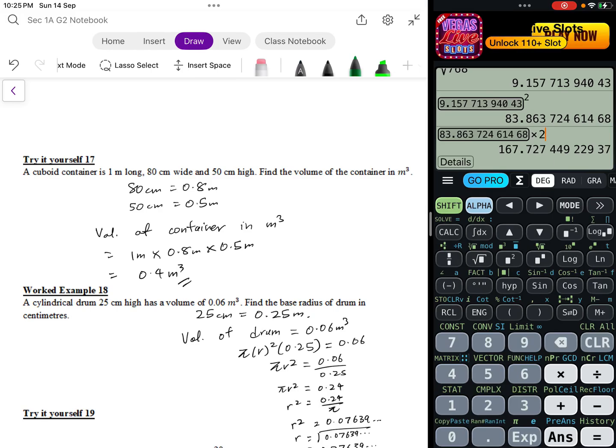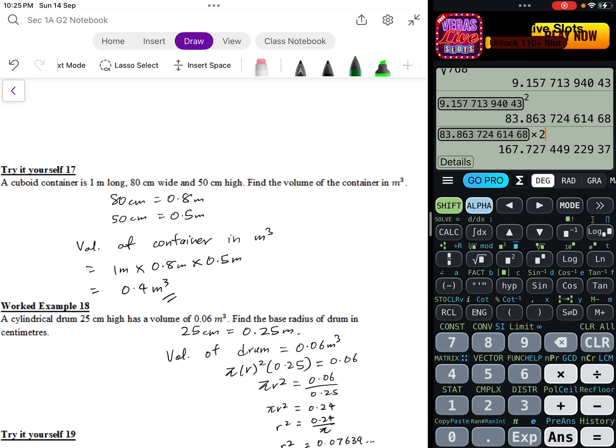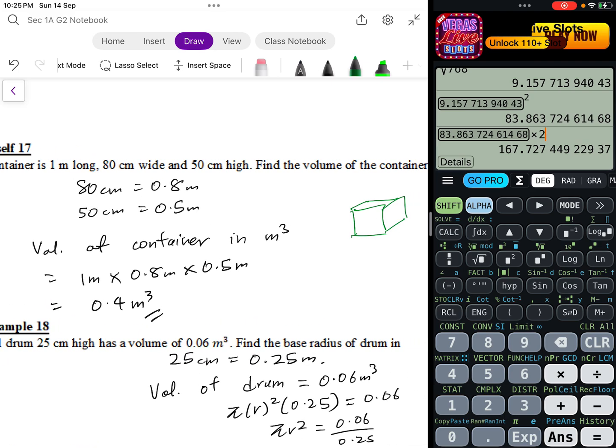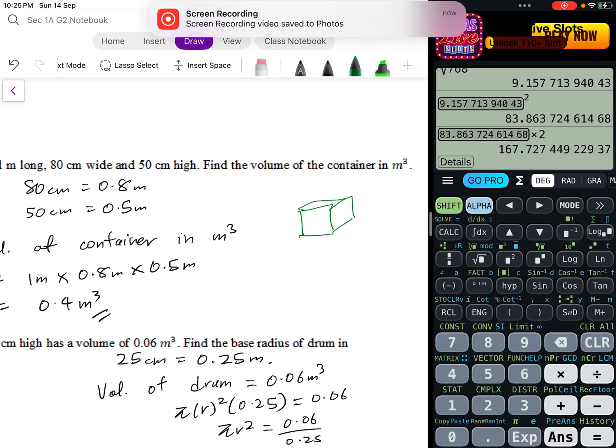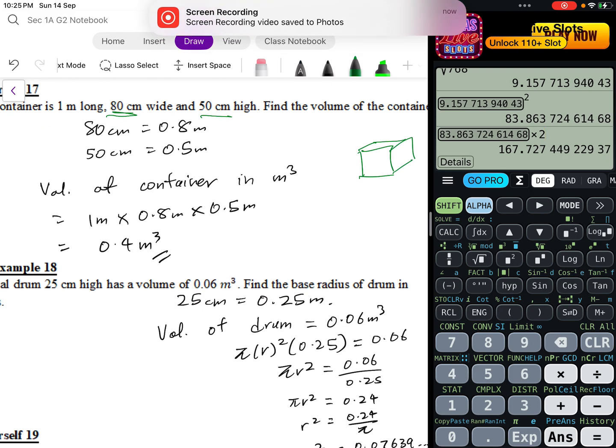Okay, so the final few try questions for this chapter. This one is quite simple. A cuboid container. Cuboid meaning, like that. So if I want to find the volume, all I need to do is a conversion. They want the volume of the container in meter cube, but because this one is cm, this one is cm, I convert it to meter first. So volume: half times base times height.